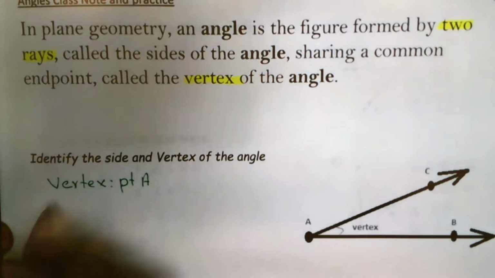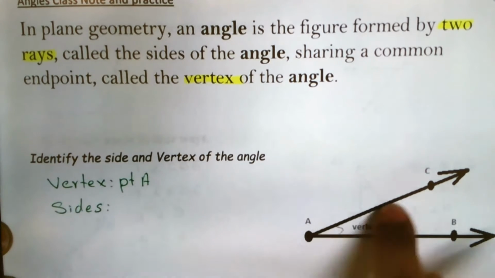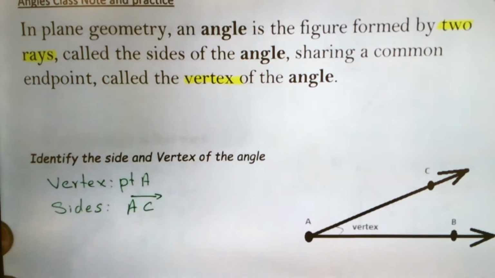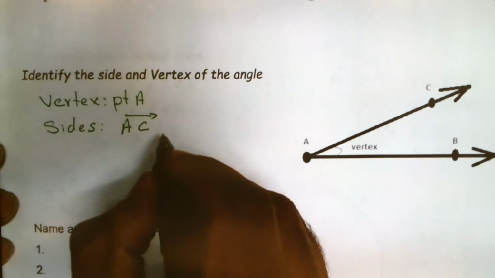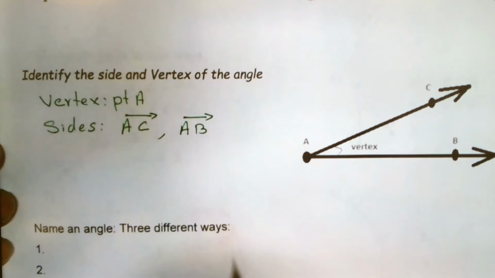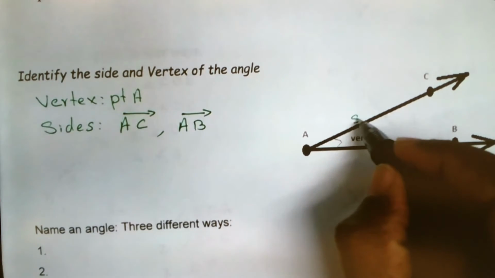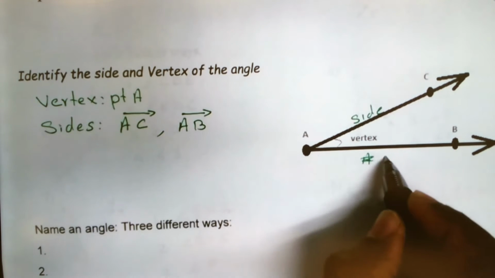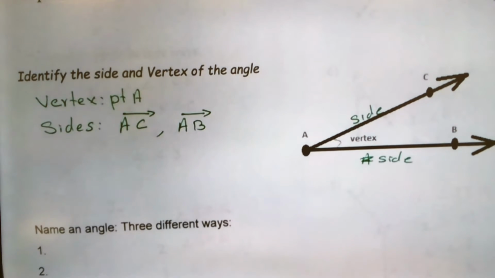and there are two sides. The sides are AC, the ray AC, starting from A to C, and the second side is ray AB. So we start from A and go through B. So this angle has two sides. One side is AC, and the second side is AB, and the common endpoint is known as the vertex.